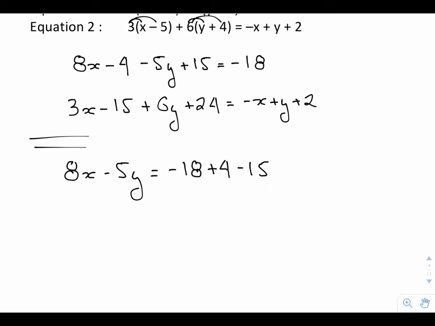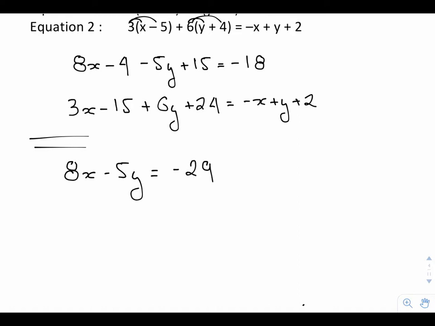In fact, if I want, I can even go further just to save some time and space. If I add all this together, I end up with negative 29. So I'll just get rid of all this and replace it with negative 29.